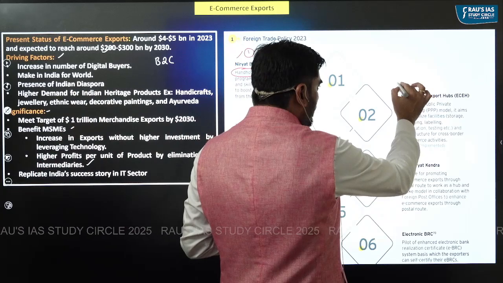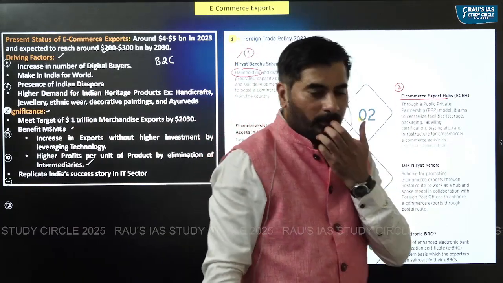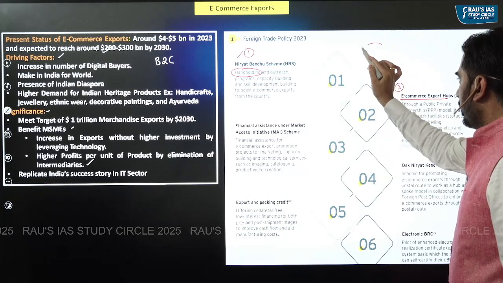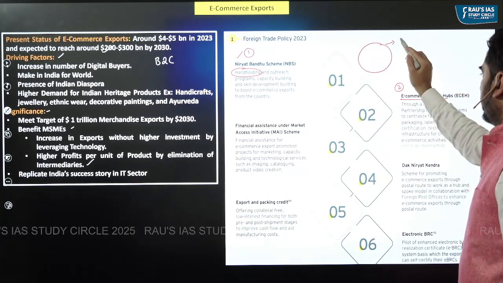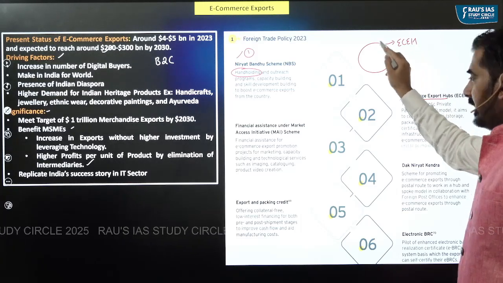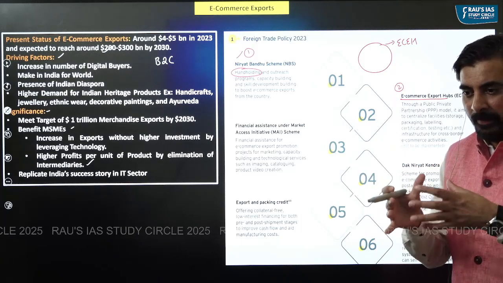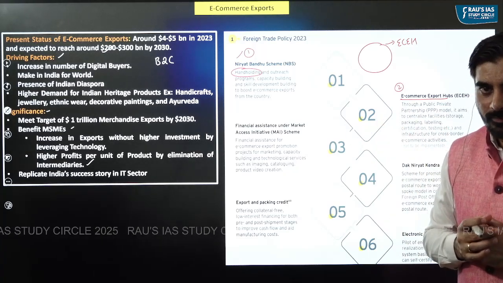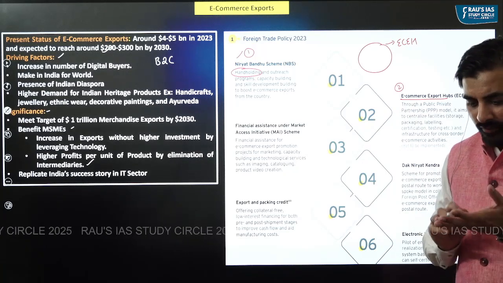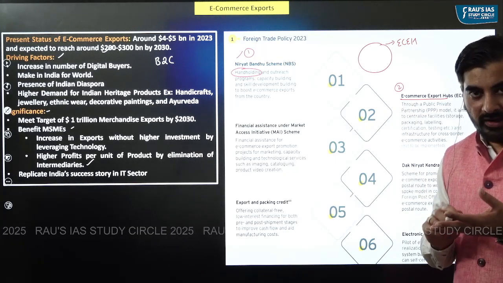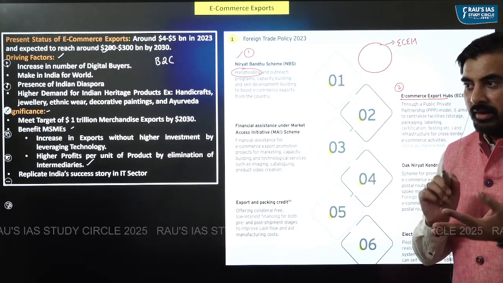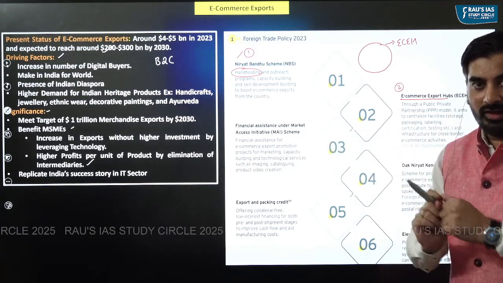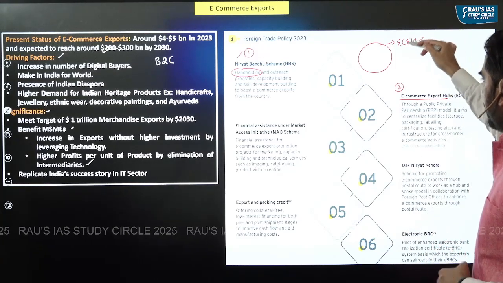Next one is e-commerce export hubs. What are these e-commerce export hubs? See, we are going to declare a geographically contiguous area as an e-commerce export hub. In this particular export hub, in one particular area, we will have all the necessary infrastructure which is needed to boost our e-commerce exports. What kind of infrastructure? We will provide for storage, warehousing, packaging, labeling, certification, customs clearances, all these services which are needed to boost our e-commerce exports will be based in the e-commerce export hub.